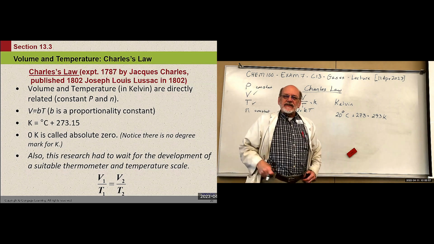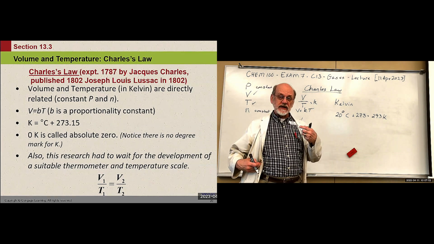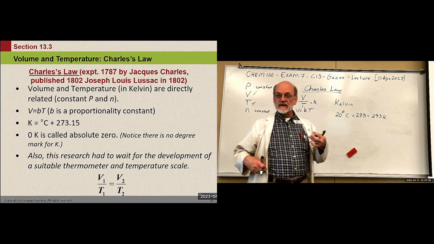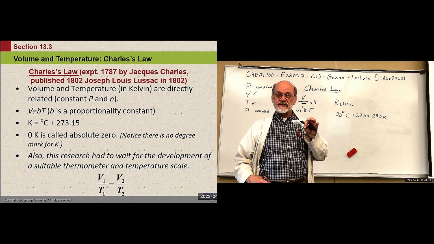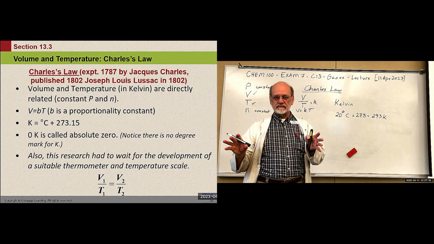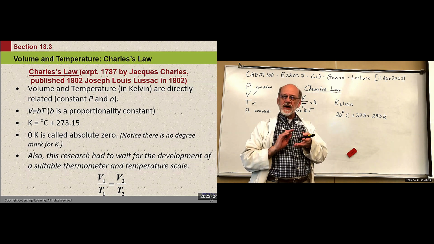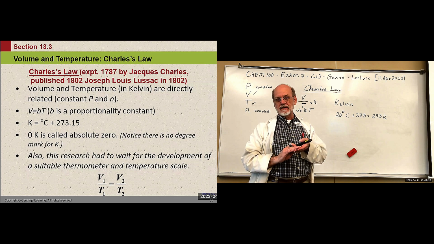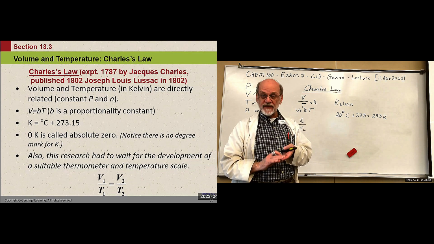Now, one condition had to be met before Charles could do his work. Notice that Charles was doing his work in the late 18th century, not in the middle 17th century, like Boyle. For Boyle, the technology existed for measuring the pressure of the gas and its volume. That was simple. But before Charles could do his work, someone had to come up with a reliable, reproducible measure of temperature. And that means somebody had to invent a thermometer and the scale to go with it.